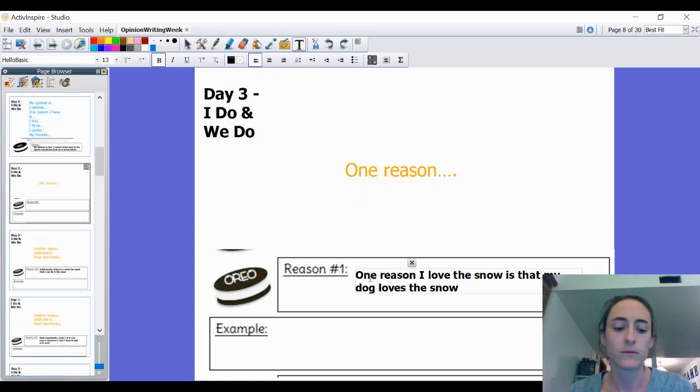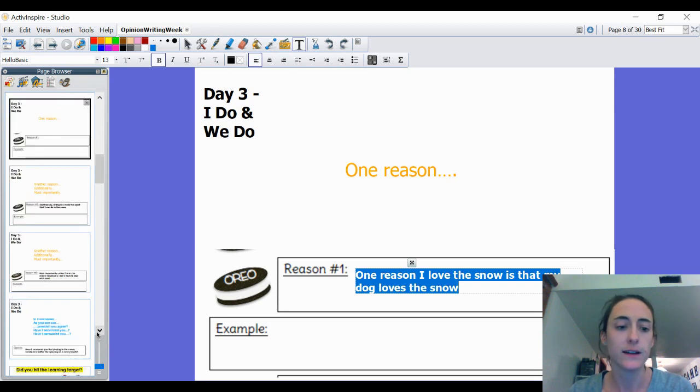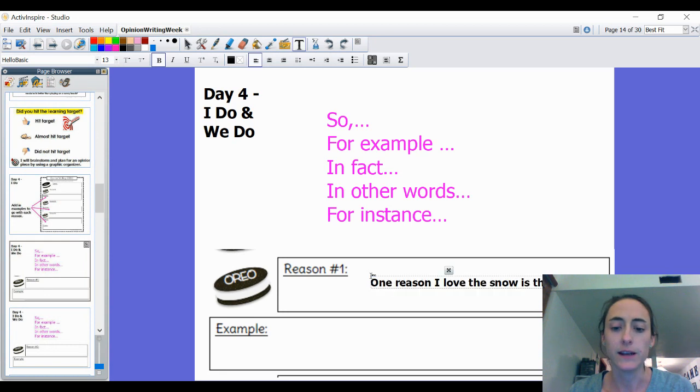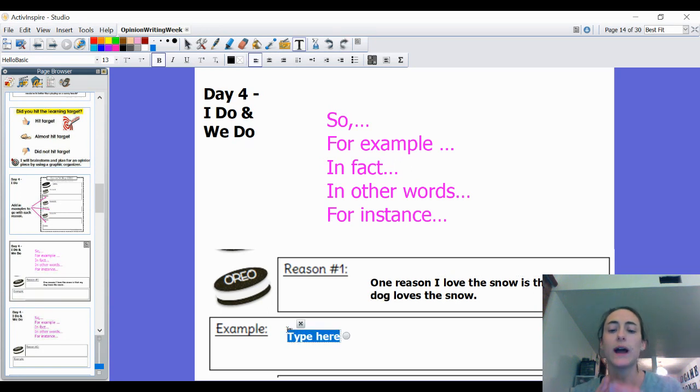Okay, so I know that my first reason, I'm going to go back up and look at my first reason, was one reason I love the snow is that my dog loves the snow. So I'm going to pop that reason in here and show you that my example is going to match it. So I have to think about what's something that I could do. Like, what does my dog even do? When he goes to the snow, I can throw a snowball at him, and he loves to actually grab it in his mouth. So he like eats the entire snowball, which is really funny because sometimes he ends up with snow all over his entire face. So I think that would be a great example of how my dog loves the snow, which is what I'm trying to prove. I'm trying to prove my reason is true.